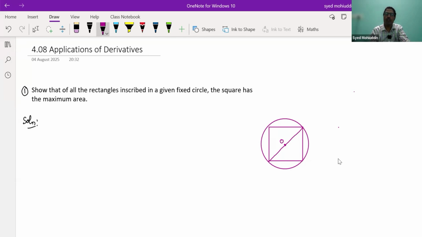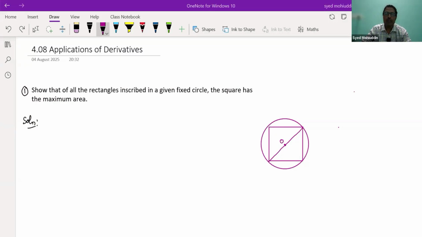Now rectangles can be drawn in different ways, right? Suppose I can draw the rectangle in this way. So a rectangle is inscribed. Or I can draw the rectangle in this way. Many rectangles can be drawn, but what he says is that of all the rectangles inscribed inside the circle, the maximum area will be of this square only. This square will have the maximum area, whereas all the other rectangles will have smaller area. So that is what we need to check.